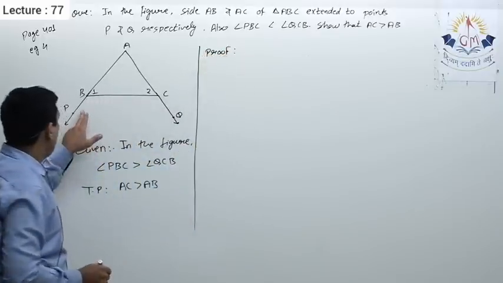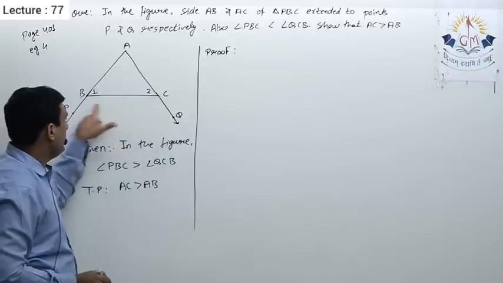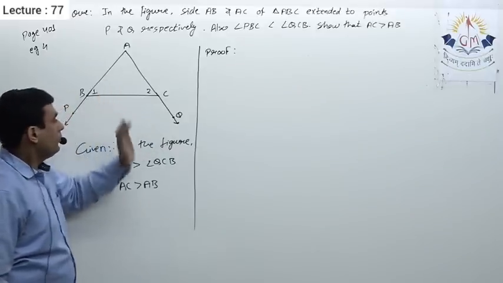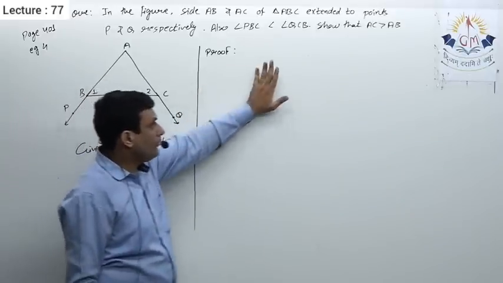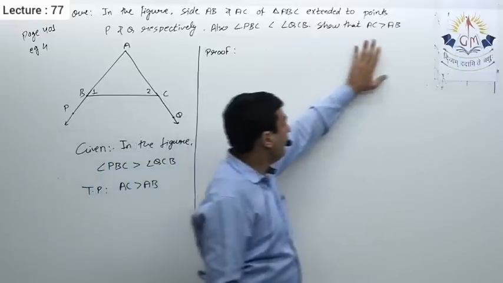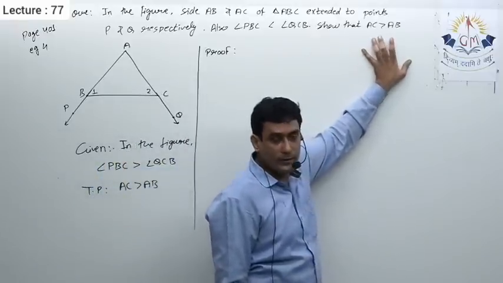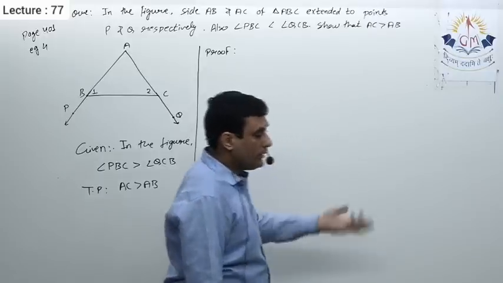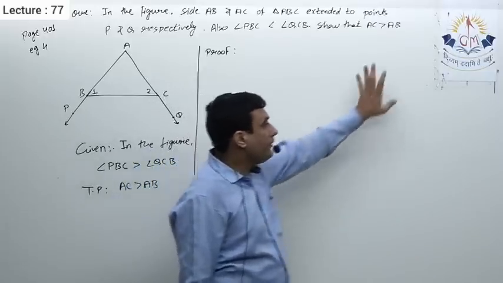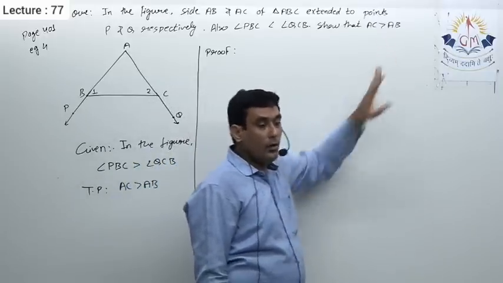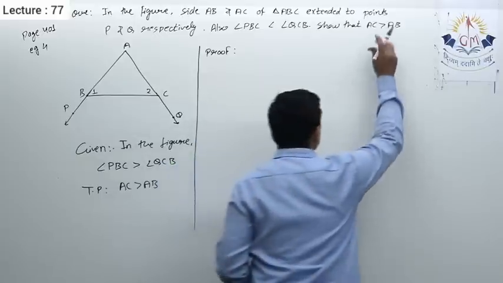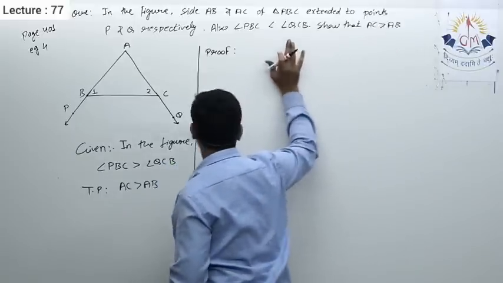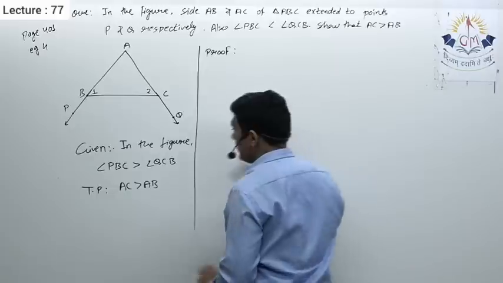Okay, so here PBC and QCB, the relation between these two is given. We have to prove AC greater than AB. Whenever you have a question of inequality and you have to find a relation between the sides, AC greater than AB, that is the relation between the sides of a triangle. So there are two ways. First, we directly find the relation between the sides, or we try to find the relation between the angles opposite to the given sides. For example, here we have to prove AC greater than AB.